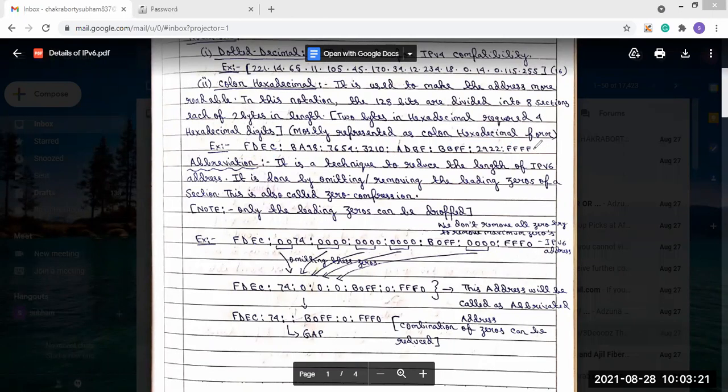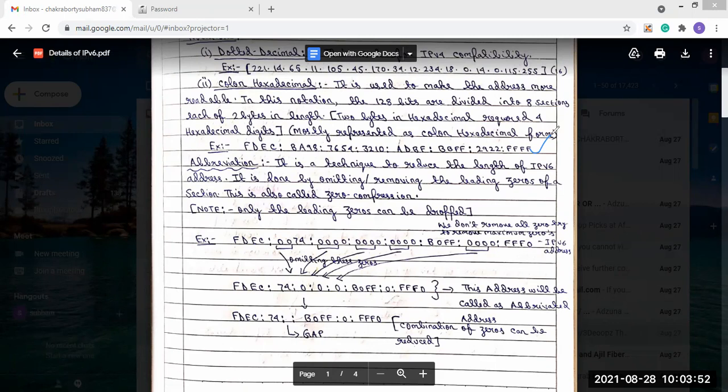So basically, when we write an IPv6 address, we follow this colon hexadecimal format. This is the format we basically follow. Now the next topic is the abbreviation technique. Now what is this abbreviation technique? It is the technique to reduce the length of the IPv6 address. Means for reducing the IPv6 address length, we use this abbreviation technique.